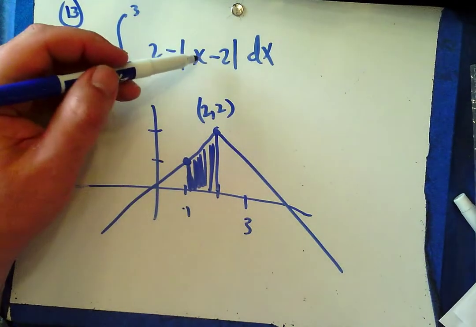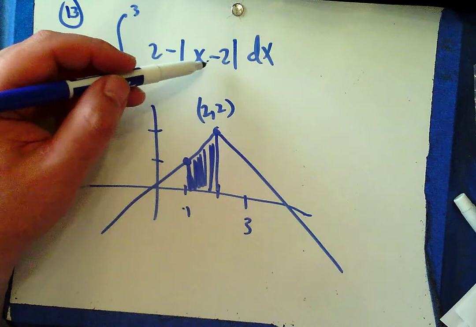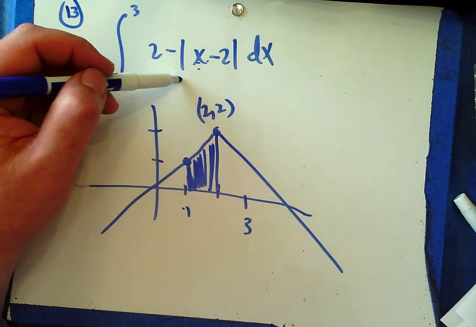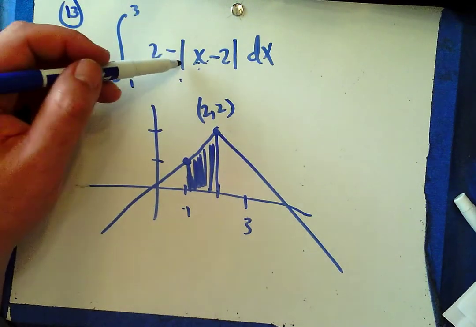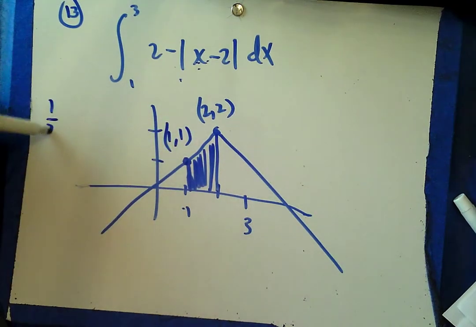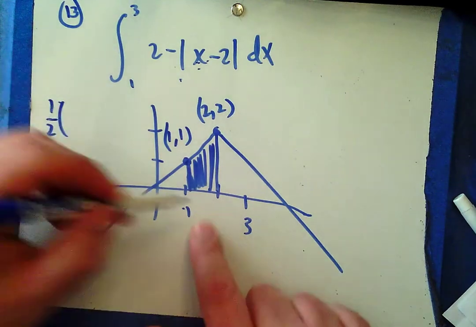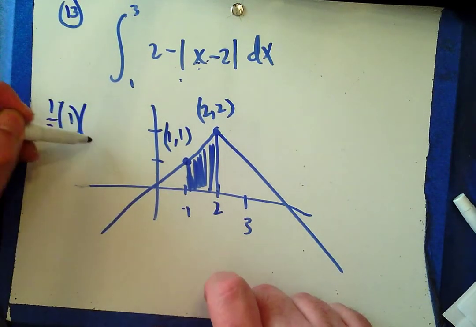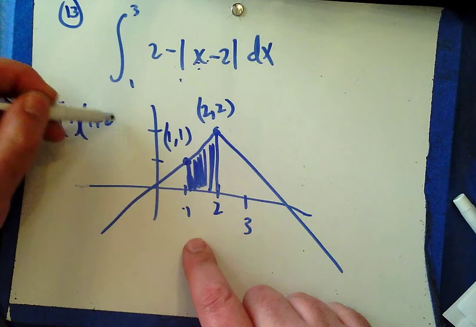Let's plug a 1 into this function. 1 minus 2 is negative 1. Absolute value of negative 1 is 1. 2 minus 1 is 1. So then, 1/2. This is a distance of 1 and 1 plus 2.